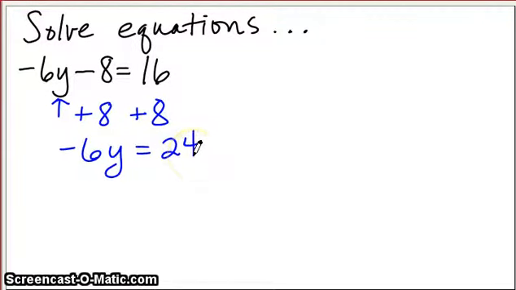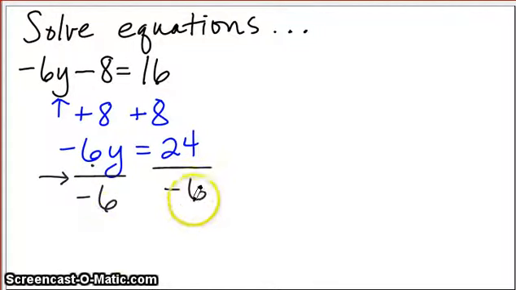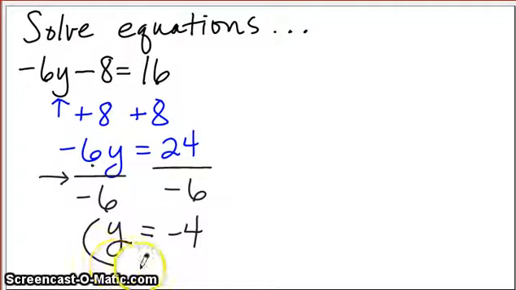Now I need to get y completely by itself. So I need to do the opposite of multiplying by the negative 6. So I've got to divide by negative 6. So y is going to be 24 divided by negative 6, negative 4. I have another property that's going to let me know that this value, in fact, is actually true.